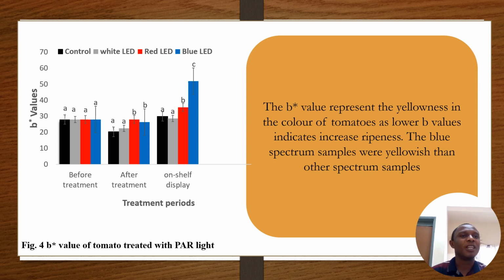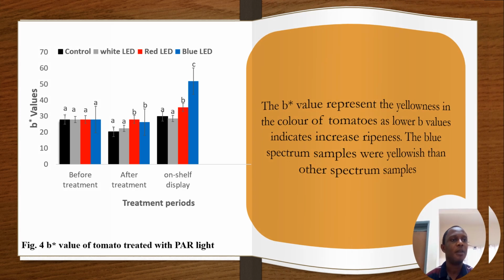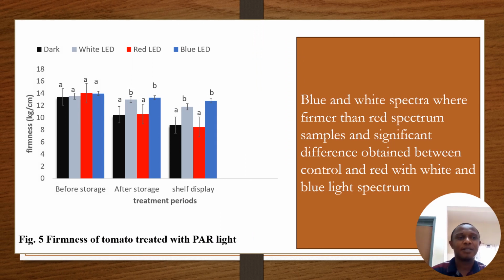The B value represents the accumulation of yellow pigments, and from the figure presented, blue spectrum samples accumulated more yellow pigments. Yellow pigment in tomatoes indicates the increase in accumulation of beta and zeta carotene. For the firmness, after treatment and during shelf display, the white and blue spectrum samples were firmer than the red spectrum and the control samples.